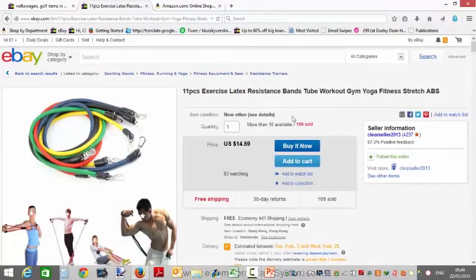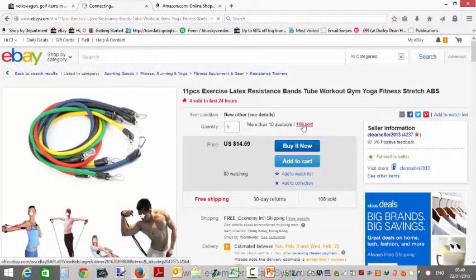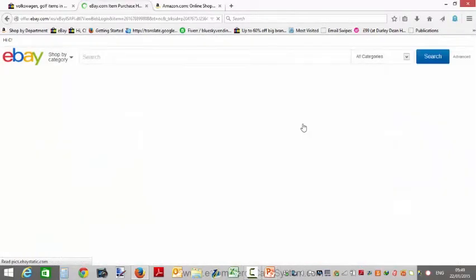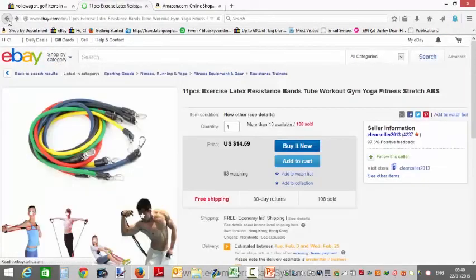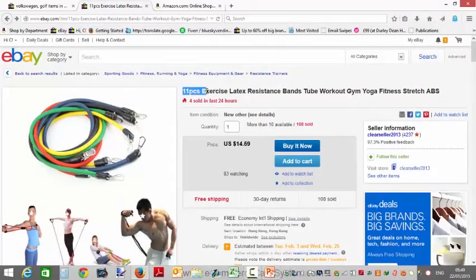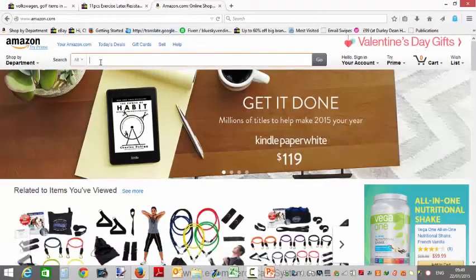So they've sold 108 units. And they seem to be selling about 4 a day, which isn't bad. Right, so that's an option. So this is something we possibly might be interested in sourcing ourselves. Let's have a look at what's happening on Amazon with the same search terms.